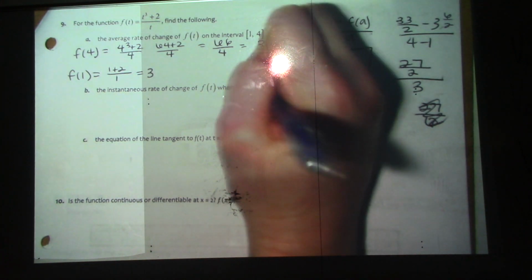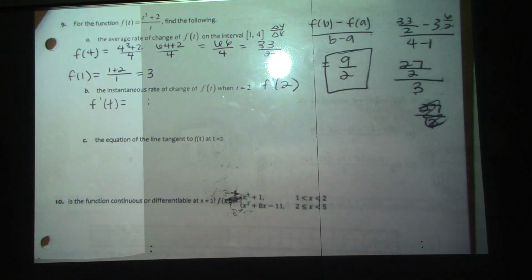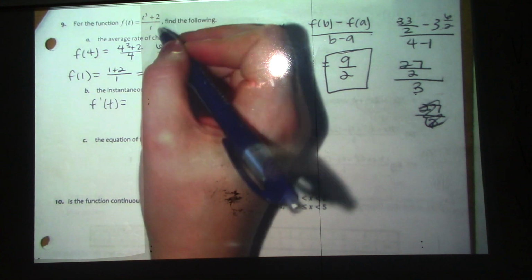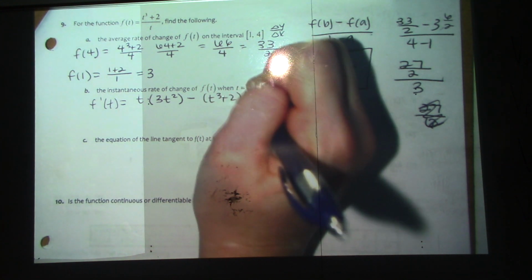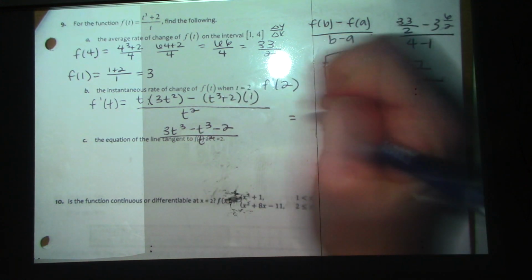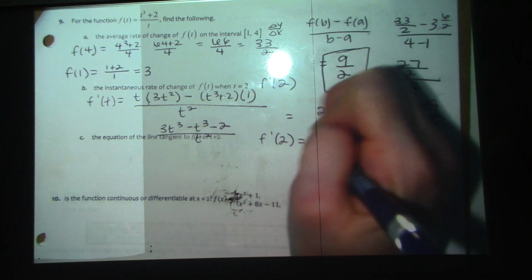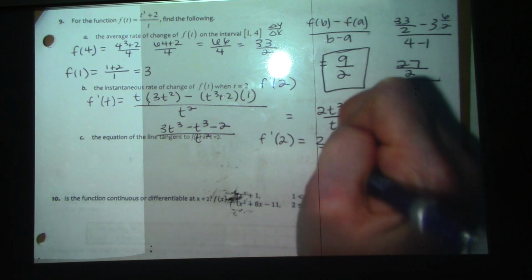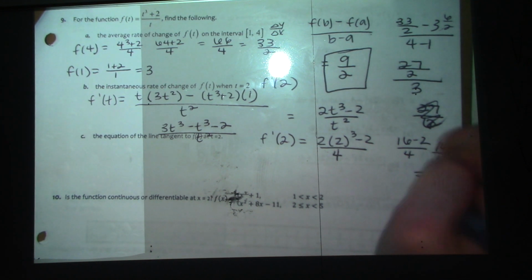Instantaneous rate of change. So instantaneous rate of change is just saying what is the rate of change at that instant. That's the derivative at that point. So I'm going to find f prime of t. Before we plug in, find the actual derivative. We'd have to use quotient rule, because we've got dividing. So low d high minus high d low, underneath the low squared goes. So this would become 3t cubed minus (t cubed minus 2) all over t squared, which is (2t cubed minus 2) over t squared. So then if I want f prime specifically at 2, that's 2 times 2 cubed minus 2 over 4. That's 16 minus 2 over 4. That's 14 over 4, which is just 7 over 2.